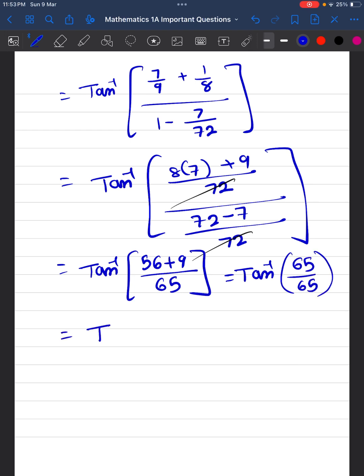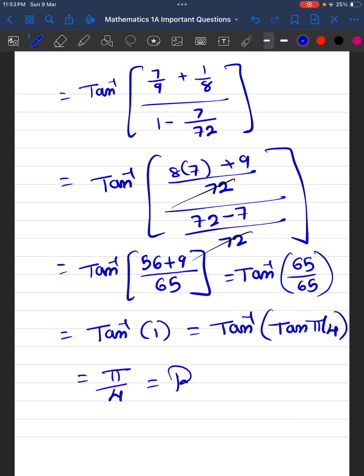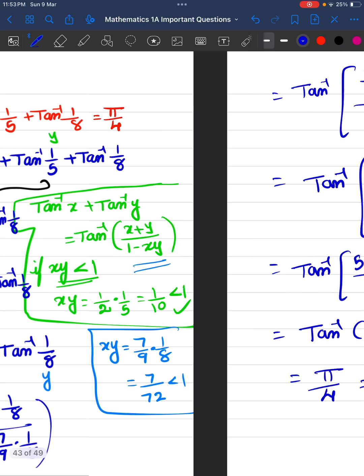You can write it as 65 by 65 is 1. When do we get 1 in tan values? 1 can be written as tan 45, that is tan pi by 4. Tan inverse of tan pi by 4, the answer is pi by 4, which is your RHS for this problem.